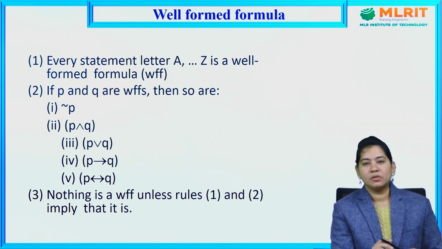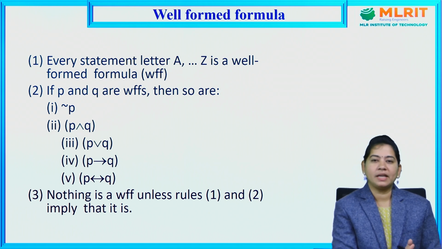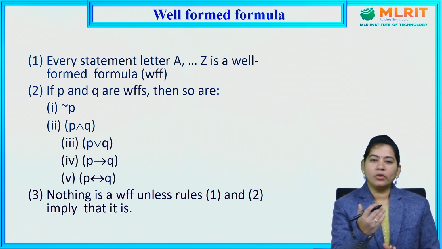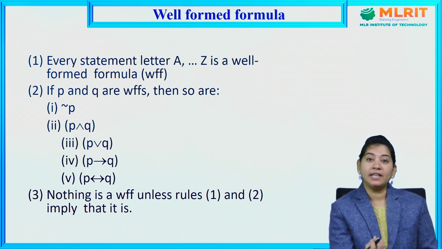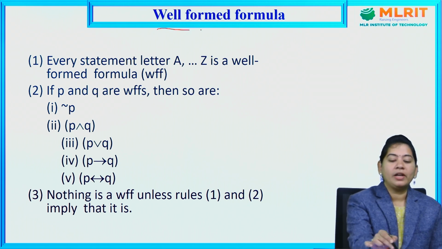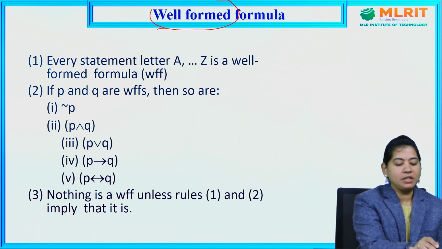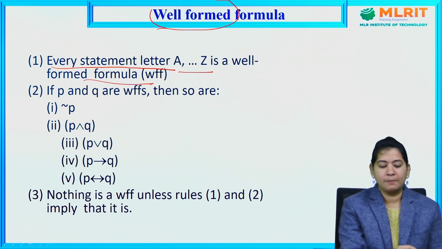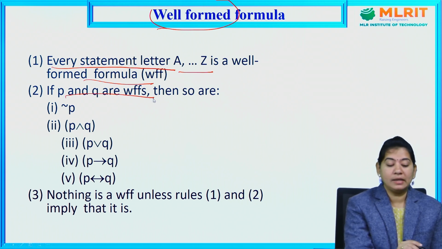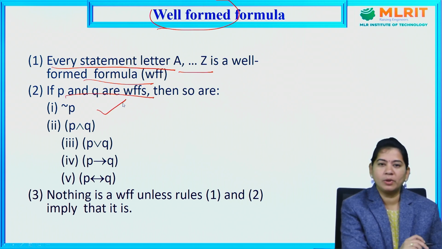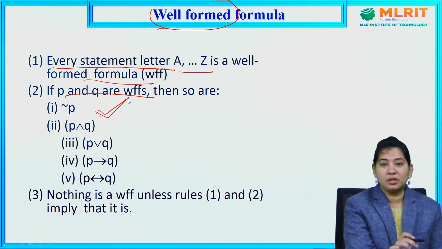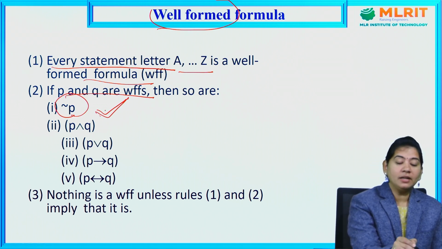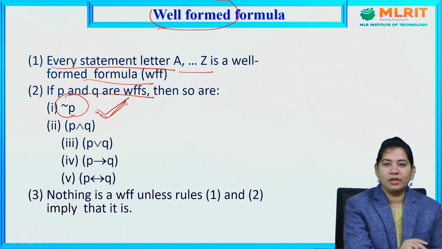Next we have the well-formed formula. Simply, a well-formed formula is the combination of syntax and semantics, meaning following all the syntax of propositional logic in a meaningful way. If you observe, every variable from A to Z is called a well-formed formula. If P and Q are well-formed formulas, then negation P is a well-formed formula. Why? Because it follows the syntax of propositional logic and we are also applying truth values to it. That's why it is called a well-formed formula.